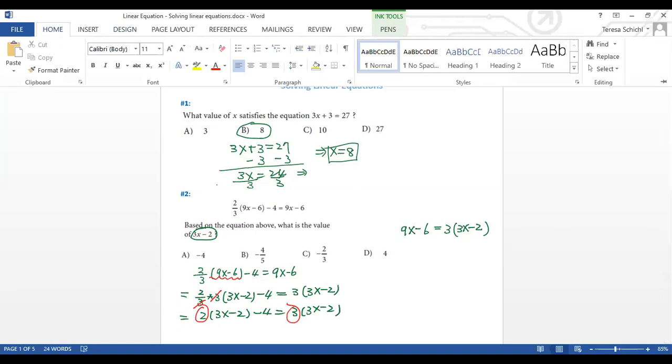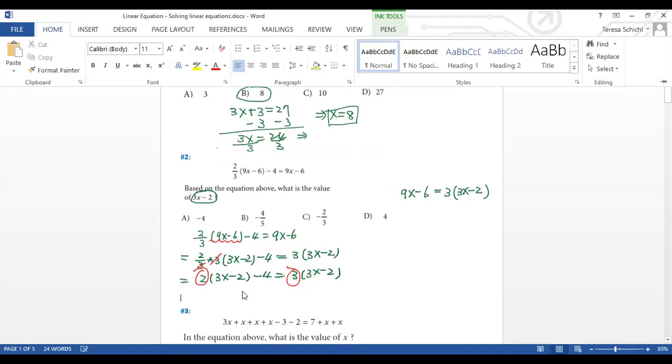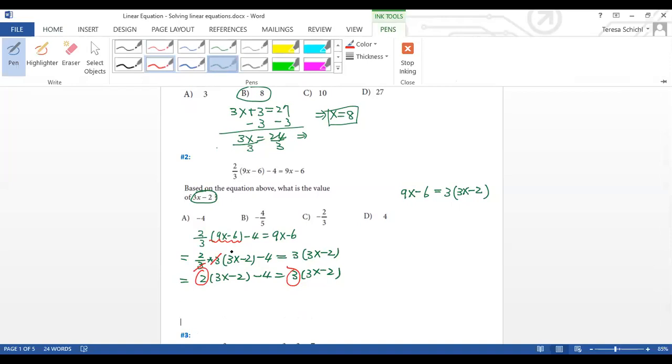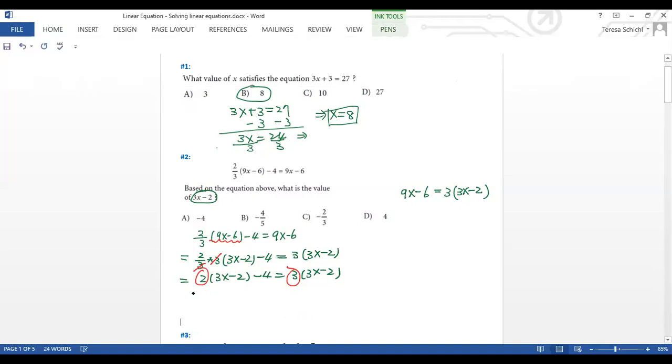So what you can do is, instead of using the distributive property here, you can just subtract 2 times (3x minus 2) from both sides. And this is a minus 2 times (3x minus 2), right? So now what is here? You have a negative 4. And what is here? This is the 3x minus 2 here, right?